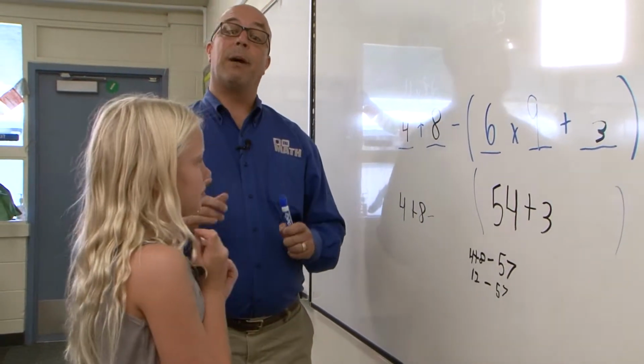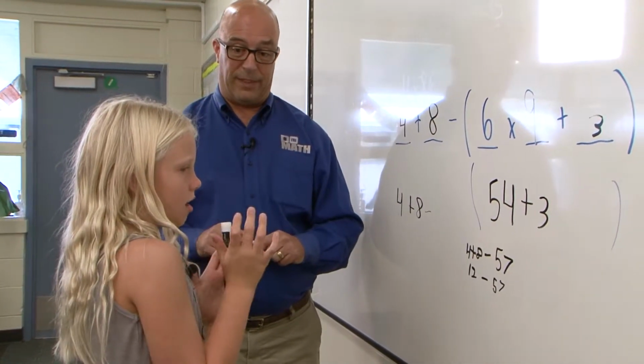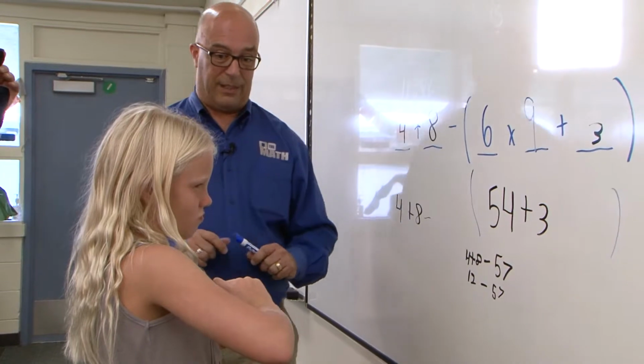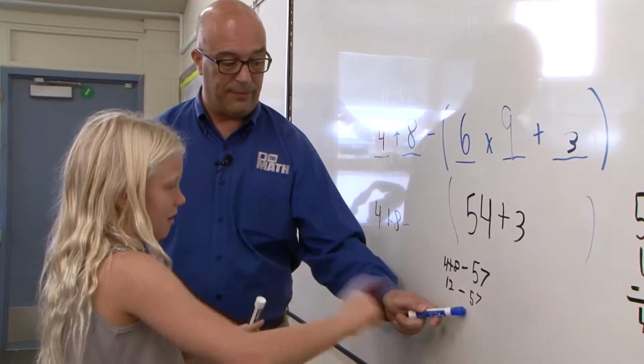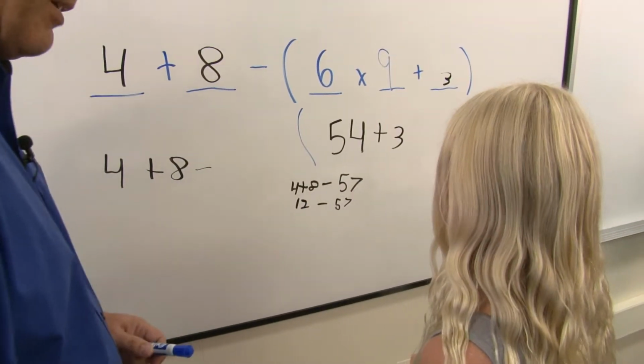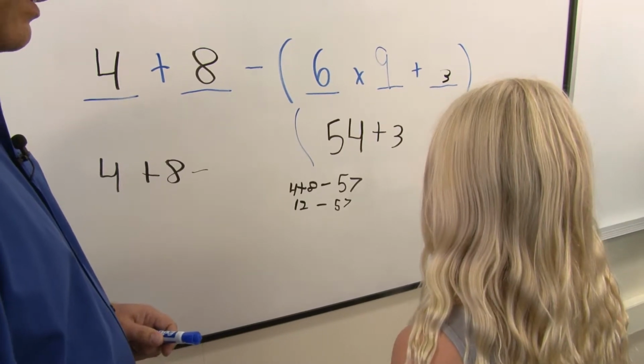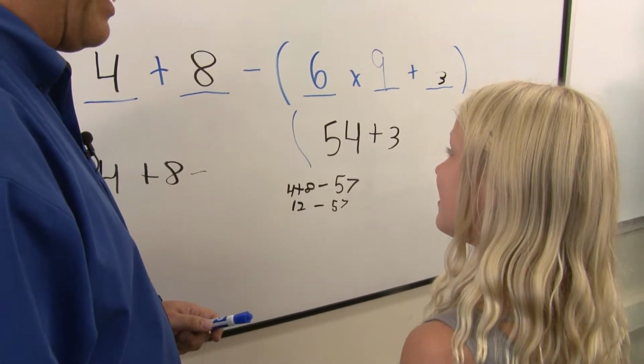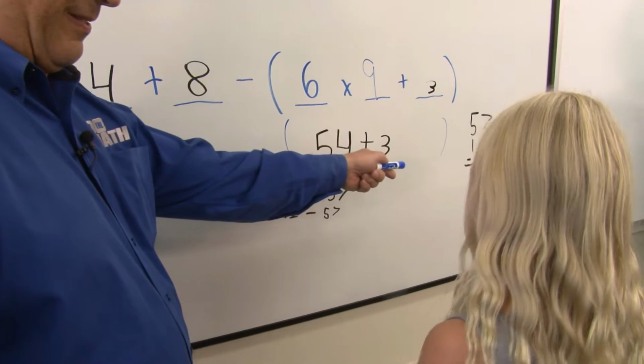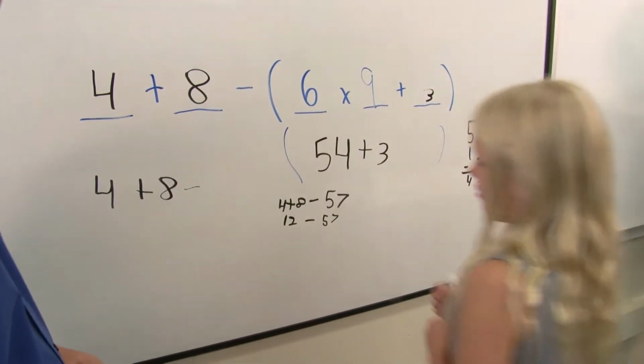But is it going to be positive or negative? Because which had the bigger value? So what is the final answer going to be? Negative 45. Okay, go ahead and write that down there.